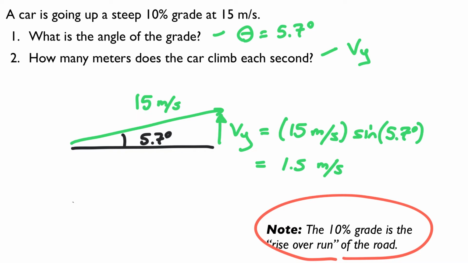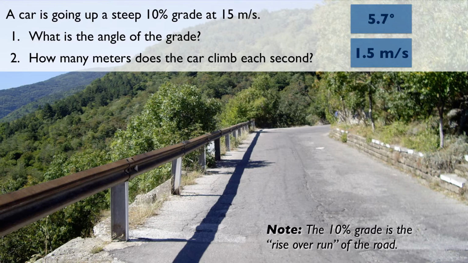And a quick assessment, that seems reasonable because it's 15 meters per second, it's at a 5.7 degree angle, almost flat, and the rise over run is 10%, so I'd expect the car's rising to be about 10% of its motion. So that makes sense. That's the type of thing we're going to be doing with vectors and angles. And here's our results. There's our angle, and there is our vertical speed.